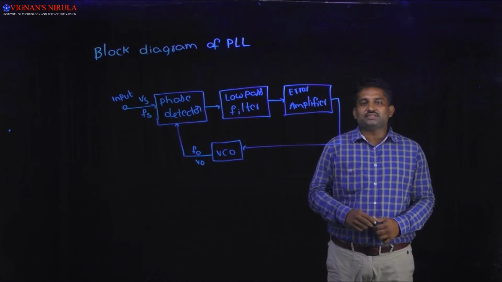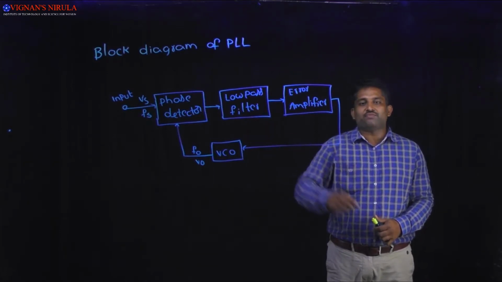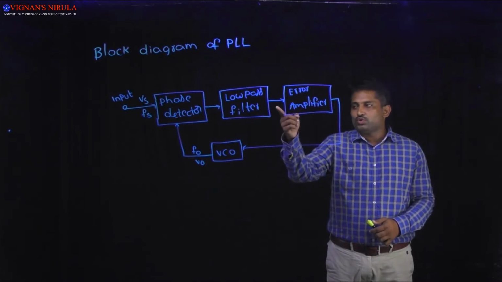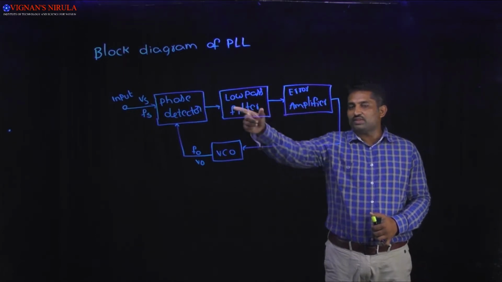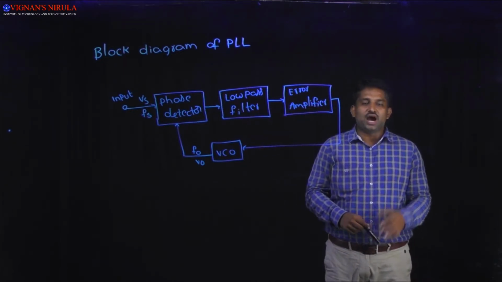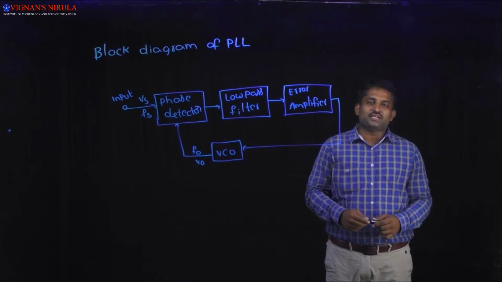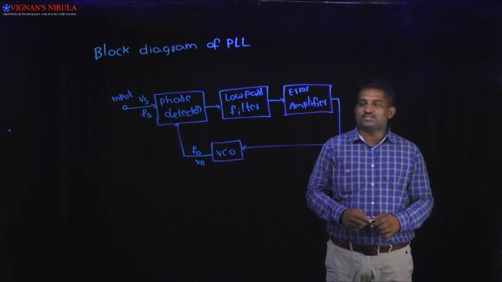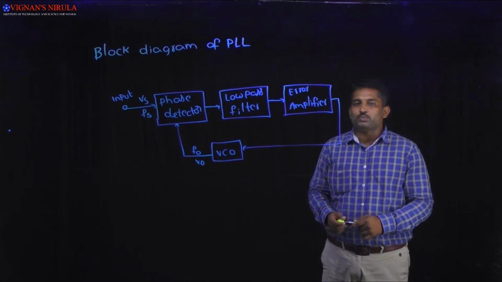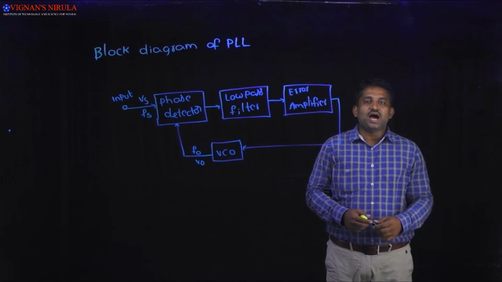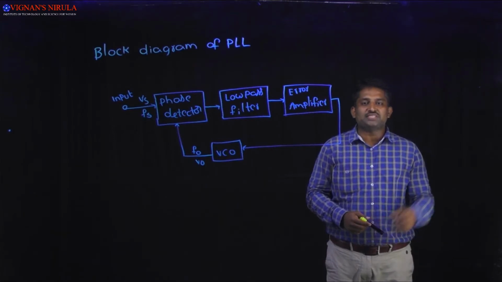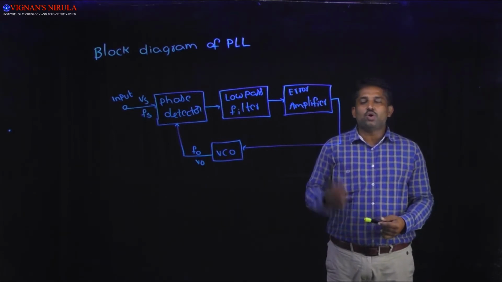The phase detector compares the input frequency with the feedback frequency and produces an output, which is a function of the phase difference between the two input signals. The output of the phase detector is a DC voltage, which will be applied as an input of the low pass filter. The low pass filter removes the higher frequency components present on that DC voltage.